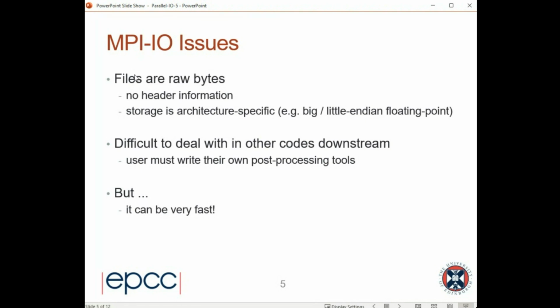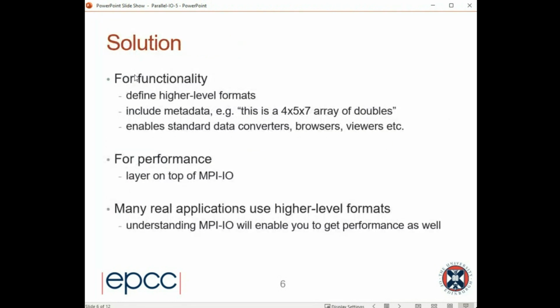Well, I don't know what it is. What the heck is it? So that's why we have higher level libraries to define high level formats, which have things like standard metadata. So there'll be headers on it saying things like, this is a 4x5x7 array of doubles, and that is very useful because it means that you can use standard visualizers. So, for example, things like ParaView and such like will get a lot of it.